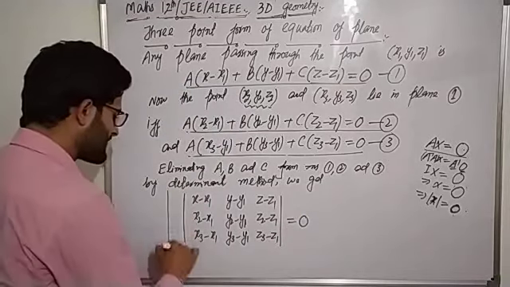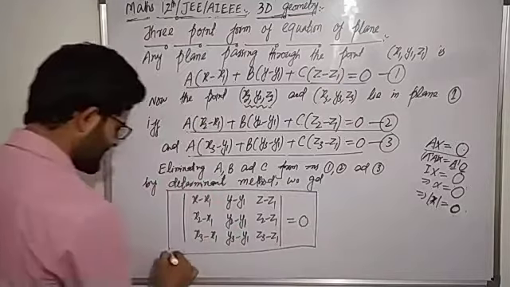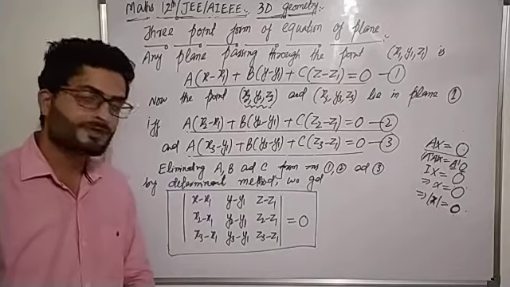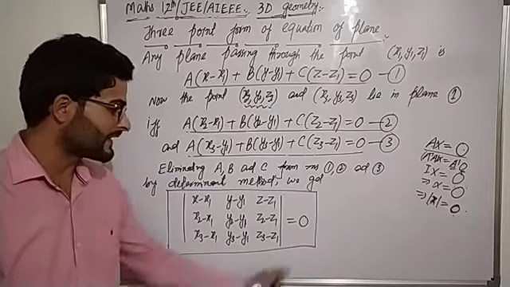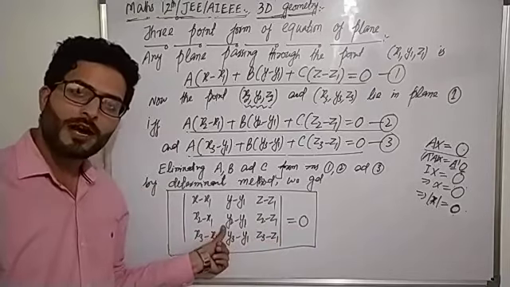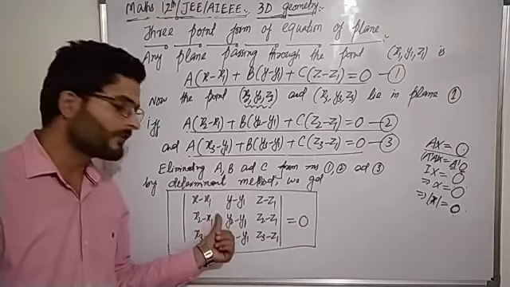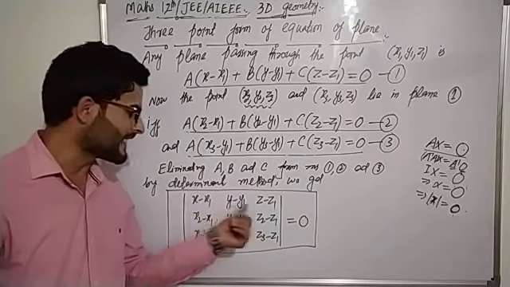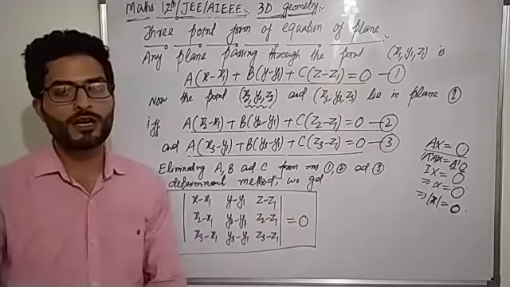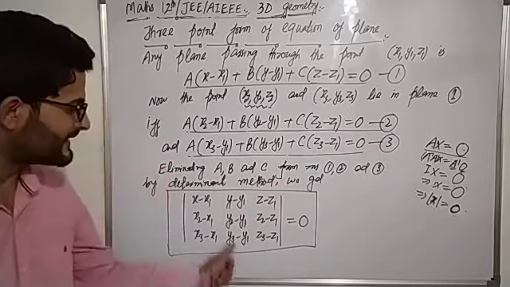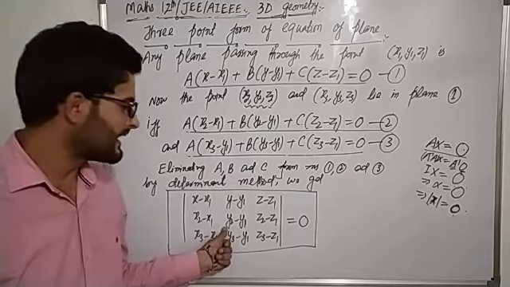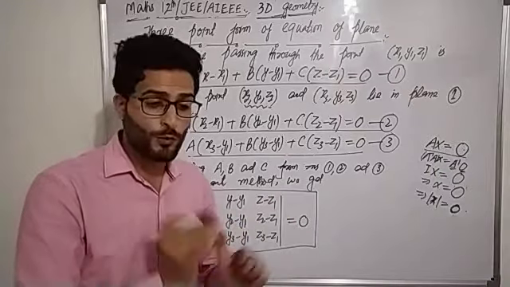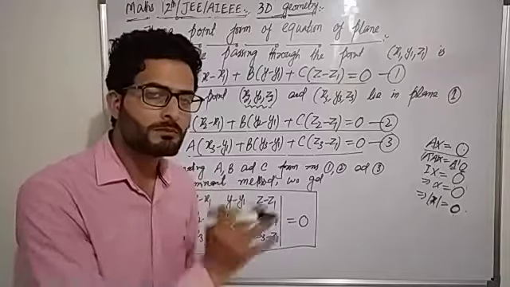So determinant of x minus x1, y minus y1, z minus z1, x2 minus x1, y2 minus y1, z2 minus z1, x3 minus x1, y3 minus y1, z3 minus z1 is equal to 0. This is a determinant of a square matrix of order 3 by 3. Evaluate the determinant by the method of Laplace expansion. You will get an equation in terms of x, y and z, and equate it to 0. Then you will get an equation in terms of x, y and z, and that equation would be nothing but the equation of a plane containing 3 given points, or the equation of a plane passing through 3 given points, right?